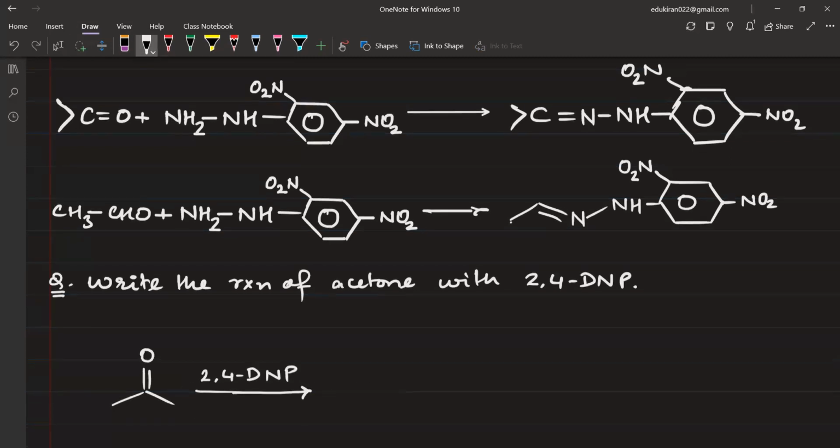Now, after this, you can make double bond N, further bonded to NH, further bonded to the benzene ring, and here NO2. All of you got this? Yes or no? Please tell me.